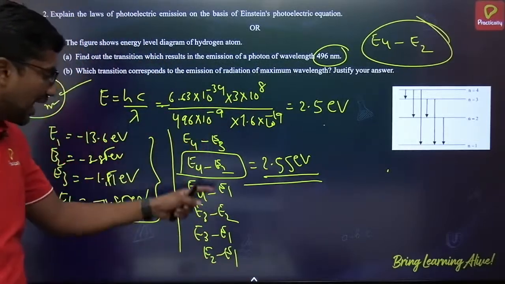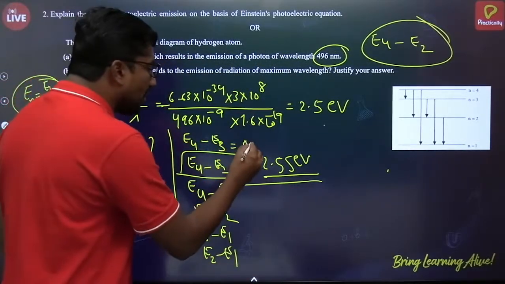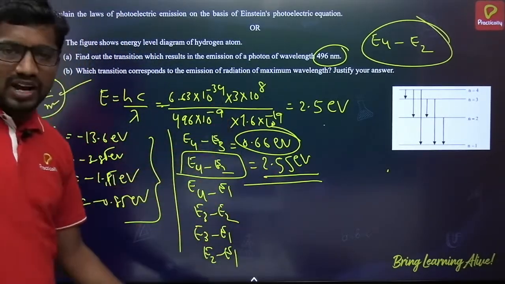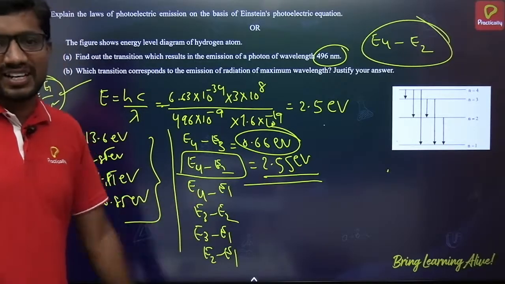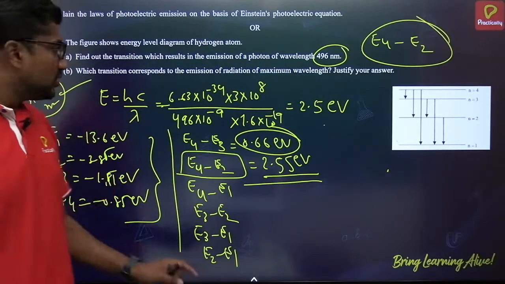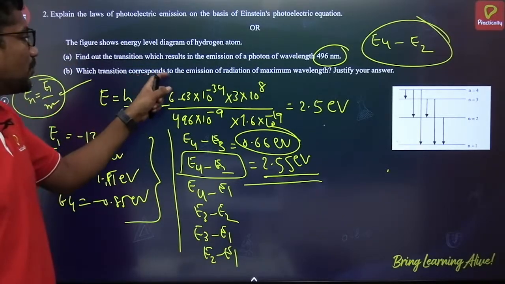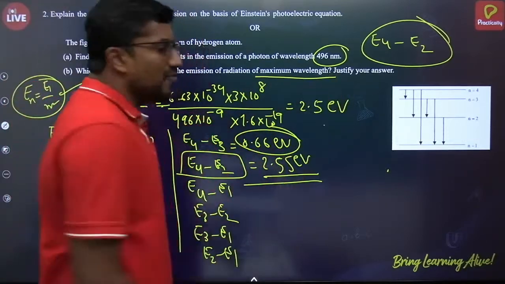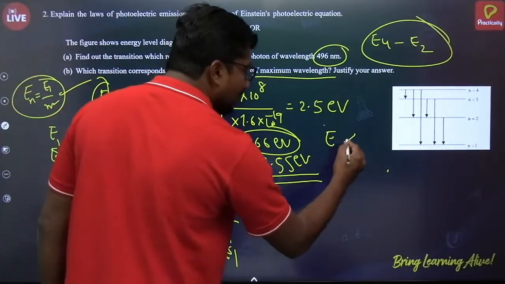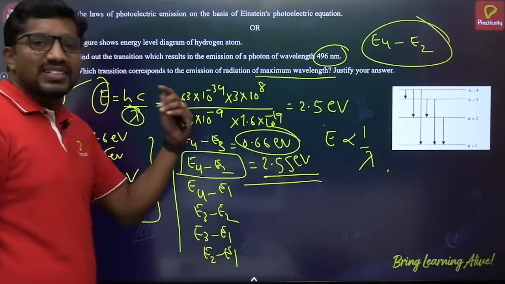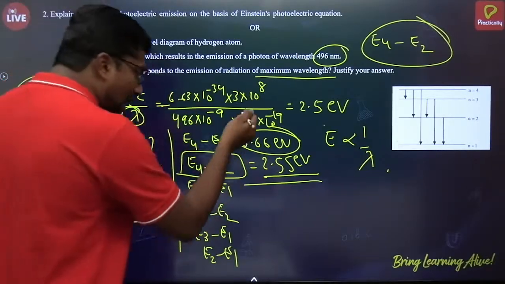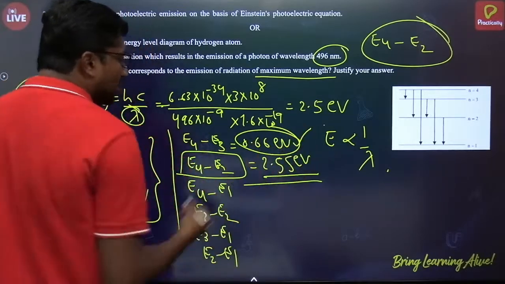If you calculate the E4 to E3 transition, you will get some 0.66 electron volts, which will be the least among all these energy transitions. So the next question: which transition corresponds to the emission of radiation of maximum wavelength? If you look at this formula, how are energy and wavelength related? Inversely proportional. That means the more the energy of the transition, the smaller the wavelength; the lower the energy, the larger the wavelength. As I said, among all these, you will have the least energy for this transition.